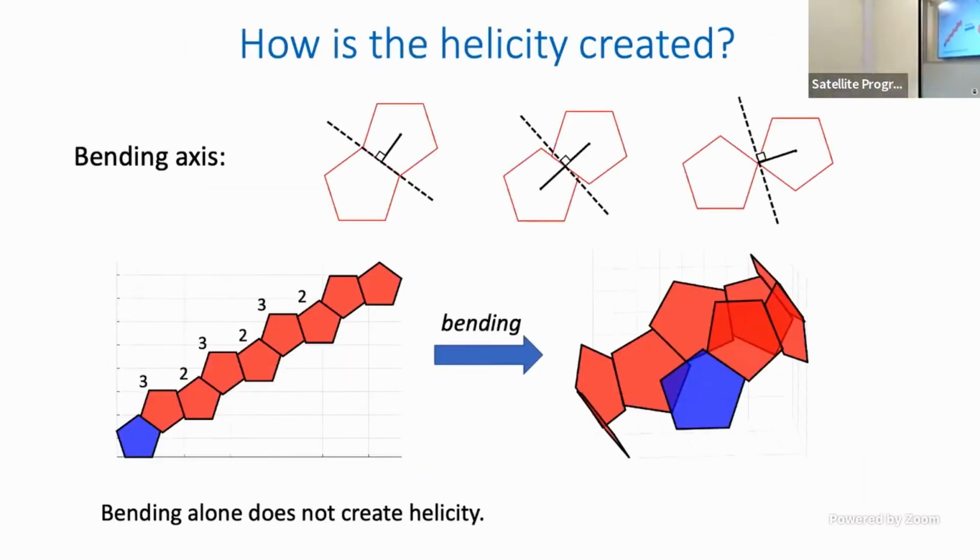Another thing that is very interesting is why we are seeing that helicity, why it's going up. If you look at the structure of a pentamer, we have the first pentamer and then we go 1, 2, 3, then the next pentamer, then 1, 2, then 1. So the pattern is 3, 2, 3, 2 for the stripe. If we just do the bending of pentamers, 2 pentamers binding together and then bend, it just goes up and comes back.